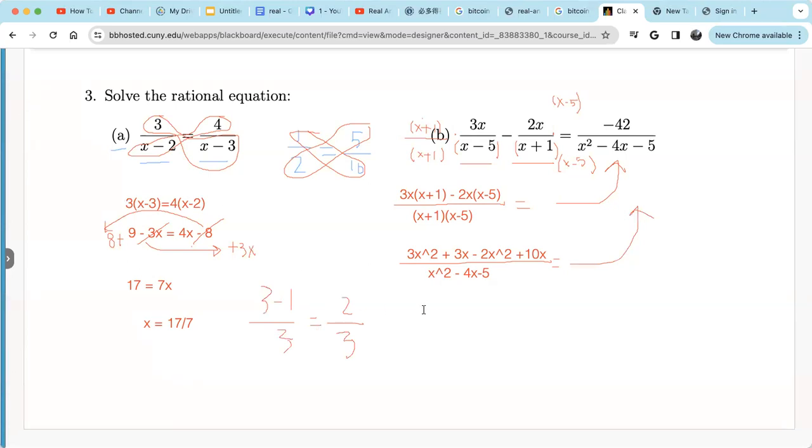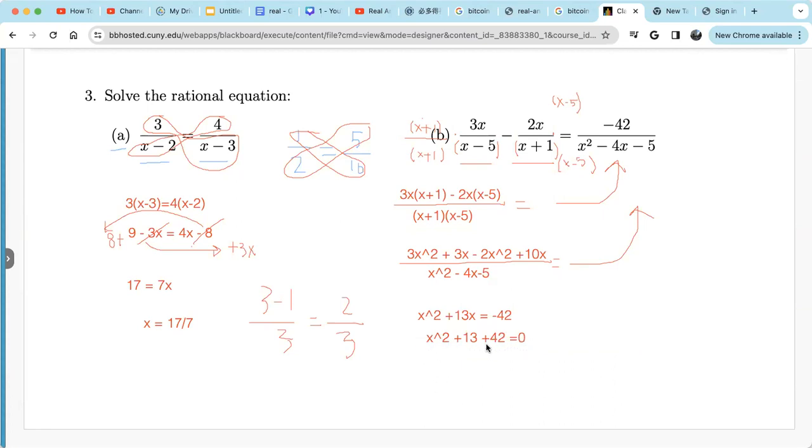Okay, let's simplify the left-hand side a little bit. The numerator will have 3x squared minus 2x squared, which gives us just x squared. We have plus 3x plus 10x, that gives us 13x. And the right-hand side is just negative 42. They have to be equal to each other, the numerators, because the denominators are the same. Now we see we have a quadratic equation. To solve a quadratic equation, we want to move everything to one side. So we move negative 42 to the other side, it becomes plus 42, or we add 42 on both sides.